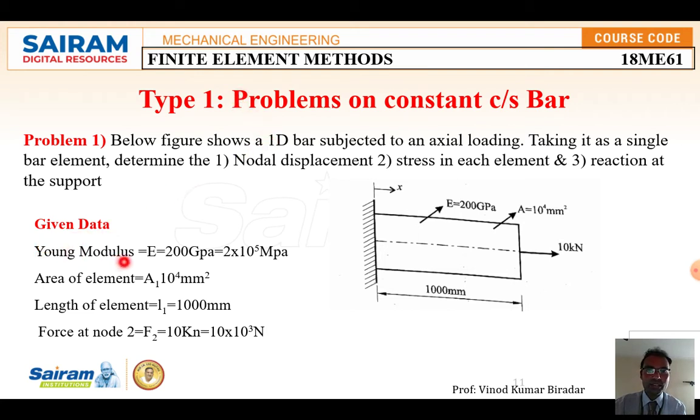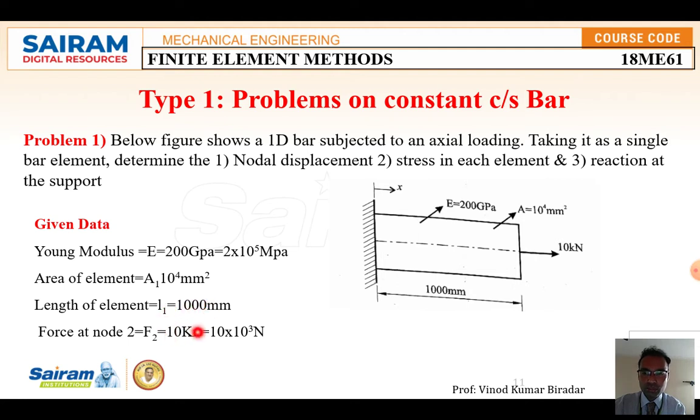Young's modulus for the given bar element is E equal to 200 gigapascal. You have to convert it into Newton per mm square, that is 2 into 10 to the power of 5 megapascal or 2 into 10 to the power of 5 Newton per mm square. Both units are the same. The area of the element, since only one element is there, A1 is equal to 10 to the power of 4 mm square. The length L1 is equal to 1000 mm. And the force at node 2, this is node number 1, this is node number 2, is equal to 10 kilonewton.